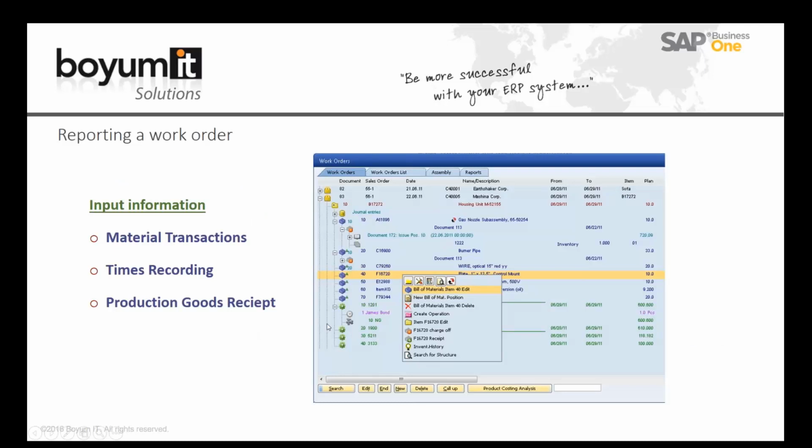When we are going to report in our work order, when we are going to collect information in our work order, there are three important activities to collect information. One of them is the material transaction, referred to the material consumption. This means the production goods issues. The other part is the time recording, which reports the duration of the activity in an operation. And finally, we also have to report the production goods receipt.